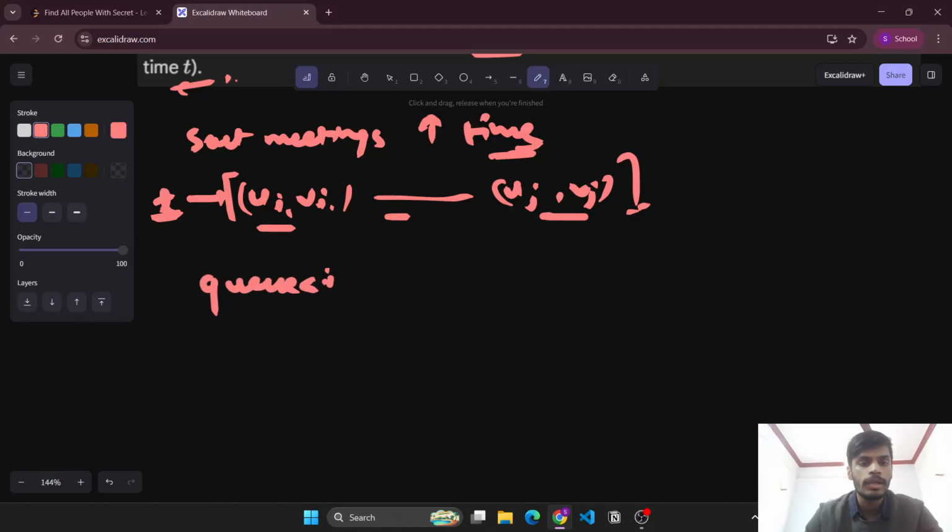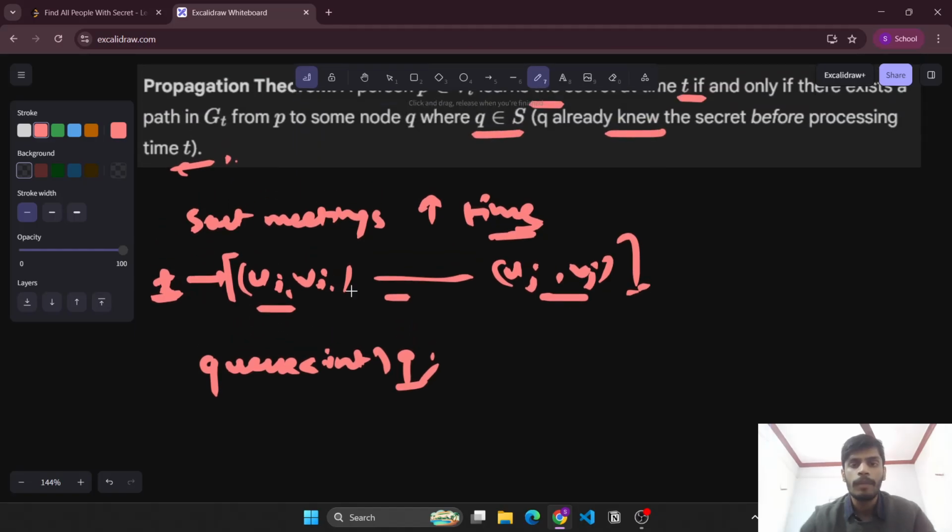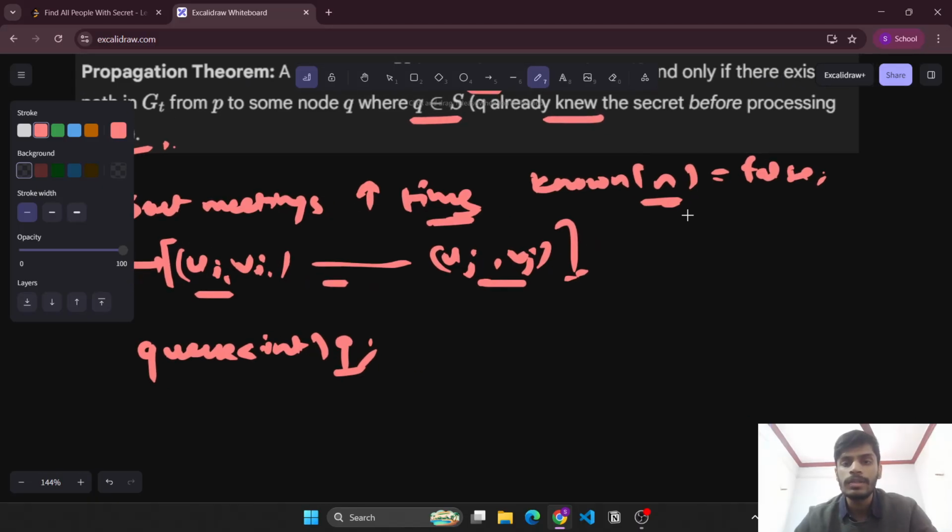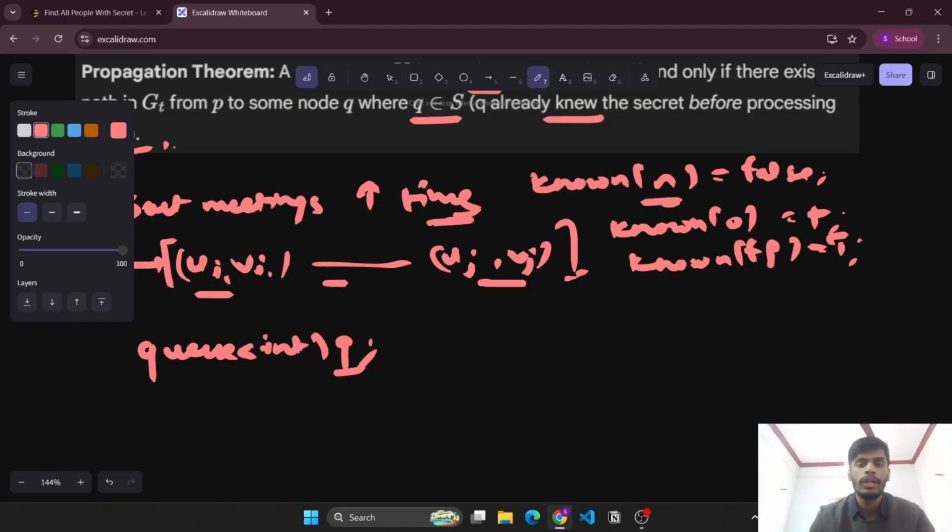So it will be a simple BFS in which we'll push all those people who are already known. Initially, we'll create a known array which will be initially false. Now at time 0, it will be true for known[0] and known[firstPerson]. Known of first person is equal to true, right? Because initially these two persons only know the secret.